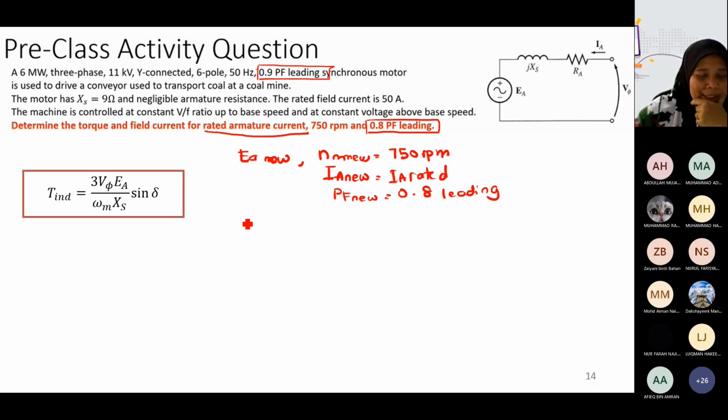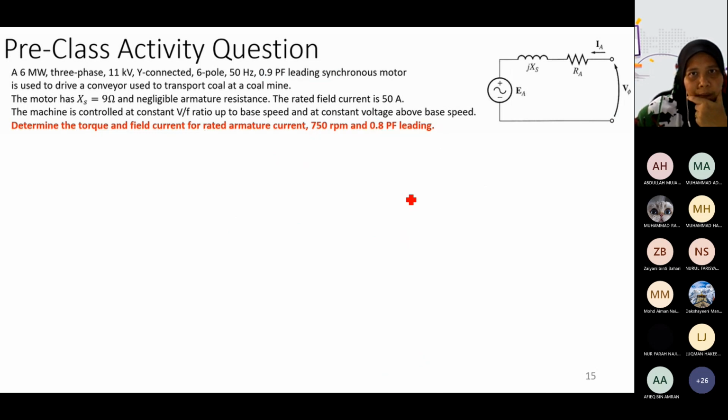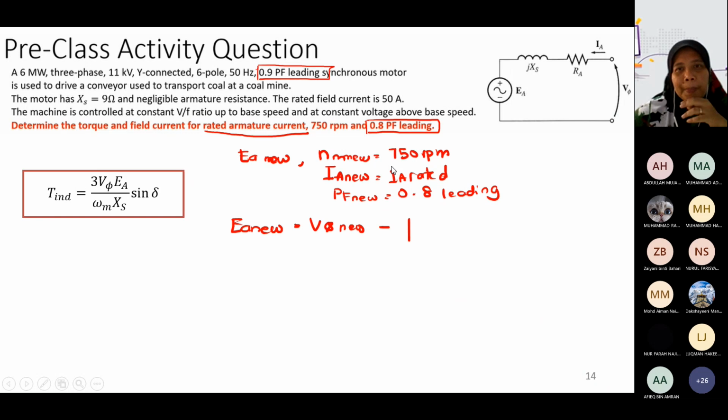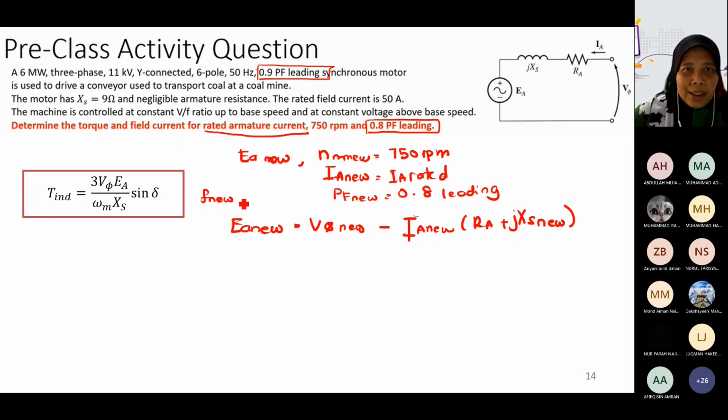So which formula do you want to use to calculate your EA? It is KVL around the loop. So EA new equal to V phase new minus IA new times RA plus jXS. Which one is this? Everything is new, yes. This is based on the new frequency, F new, which is 37.5. So we have transformed all the values into the new values. To calculate EA new in order to put in this formula, you have V phase, RA is equal to 0, XS new is also there.